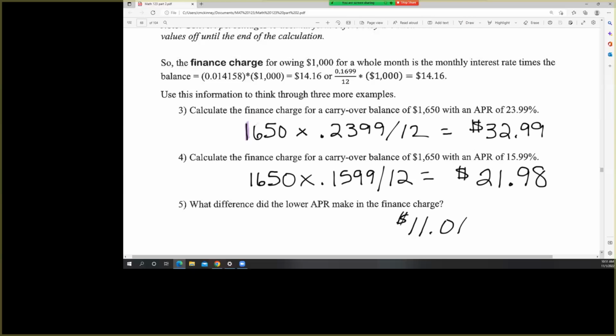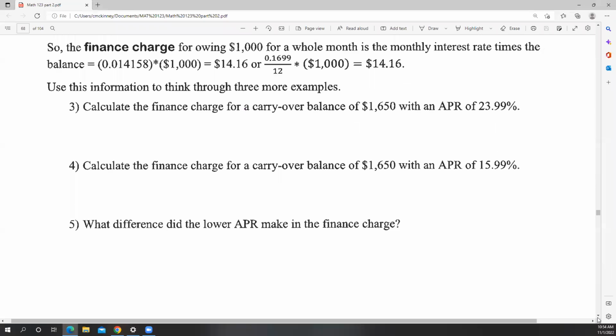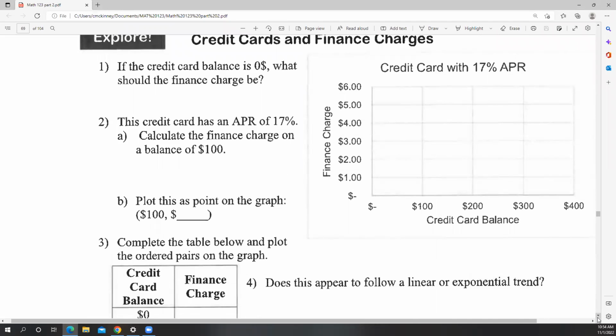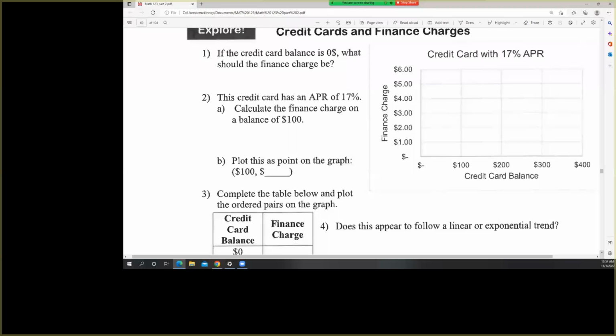So if we look at the next page, we see credit cards and the finance charge, depending on how much we have outstanding. We're going to see that this is still linear. So if the credit card balance is 0, the finance charge is 0. So we're down here in the corner at 0, 0. I could put that on my graph.